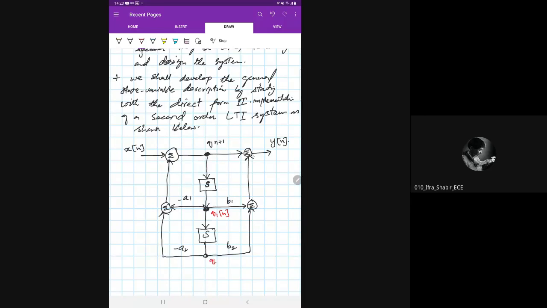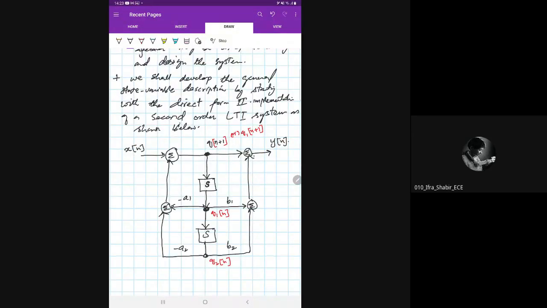And you have q2 of n here. This is qn plus 1. Or we can also say it is q1 of n plus 1. Okay, कैसे होगा ये वो मैं आपको बताऊंगा, how it will be like that.